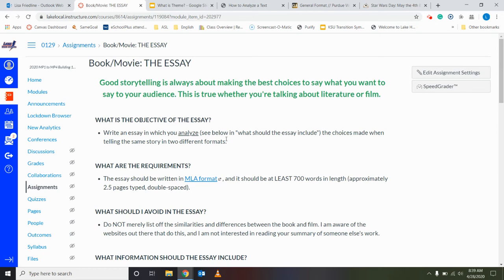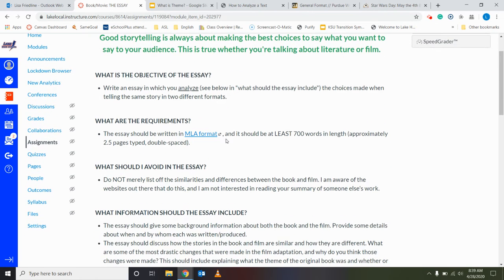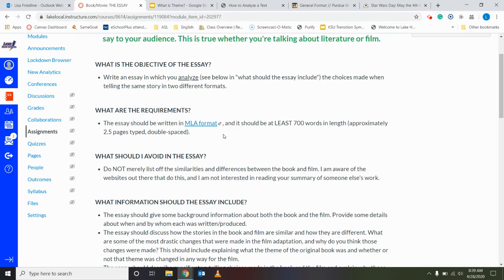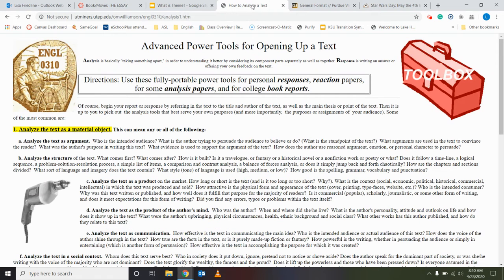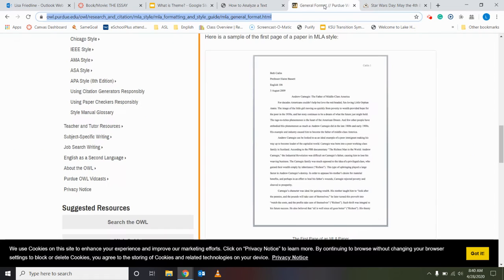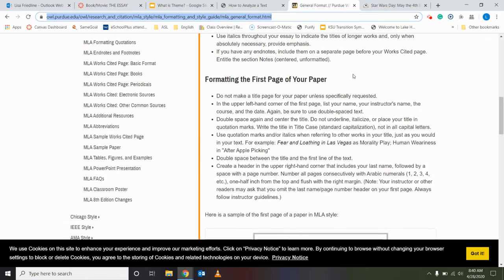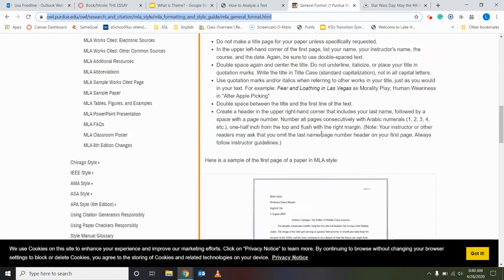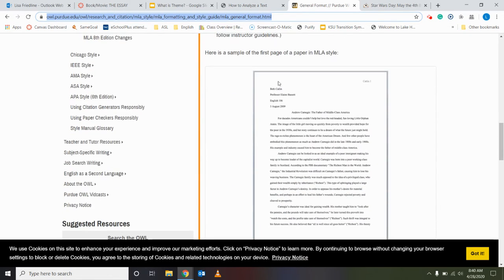So, first of all, let's talk about the requirements. It is due next Monday by the end of the day. You need to make sure it's in MLA format. I give you a link here, but that will take you to, whoops, not that one, sorry. That will take you to MLA format, exactly how to format the first page of your paper. Here's an example of what it looks like.